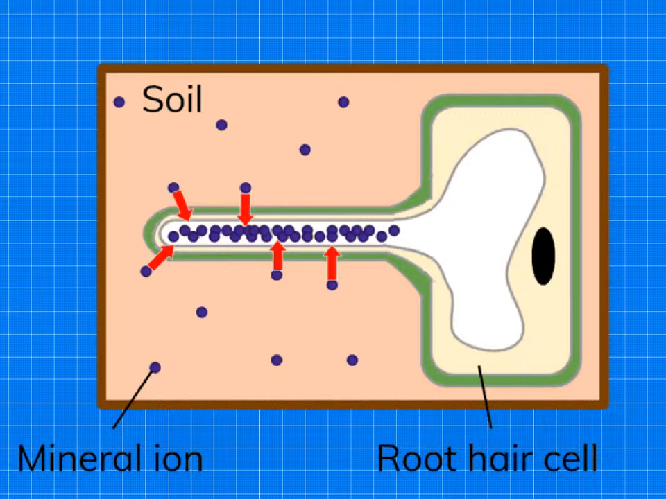Root hair cells contain a lot of mitochondria because they need to have a high rate of respiration to allow active transport to occur.